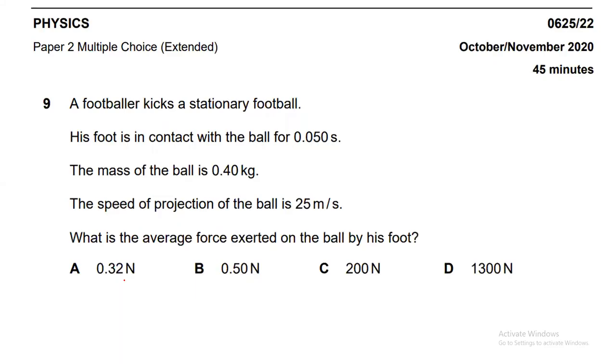We have the next question, that is from October, November 2022, paper two. He says, a footballer kicks a stationary ball. His foot is in contact with the ball for 0.050 seconds. The mass of the ball is 0.40 kg. The speed of projection of the ball is 25 meters per second. What is the average force exerted on the ball by his foot?